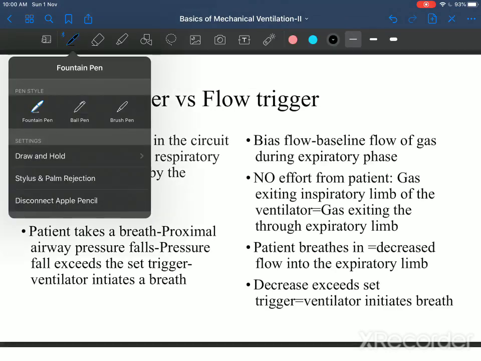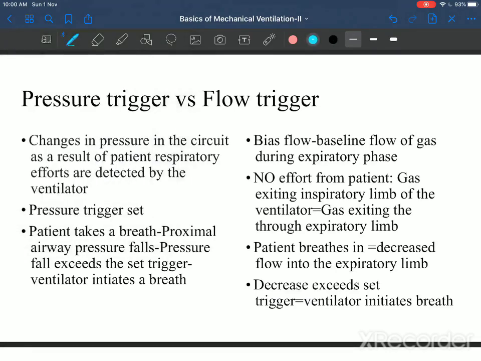Alright, so let me come back once again, from the beginning. You have an inspiratory limb, you have an expiratory limb. During the expiration phase, there is a flow of gas. If suppose 10 ml goes in the inspiratory limb and in the expiratory limb also the same 10 ml is there, then that means the patient has not taken a breath in between.